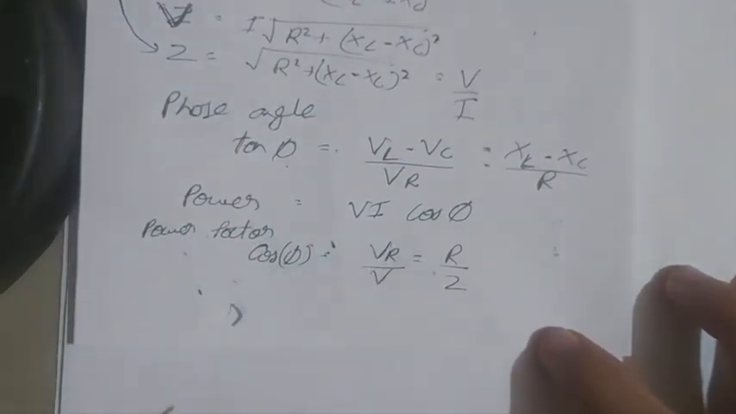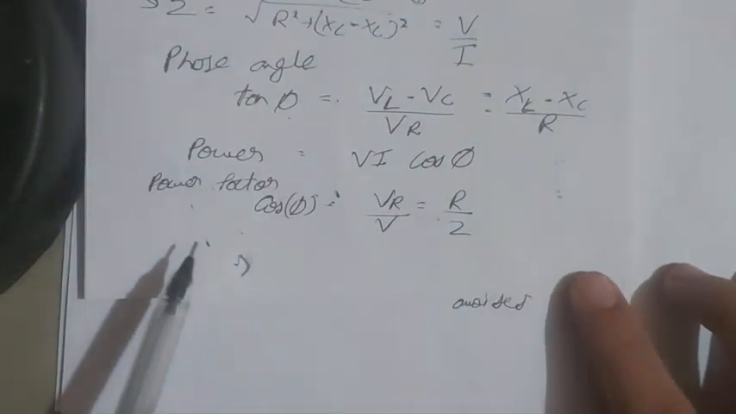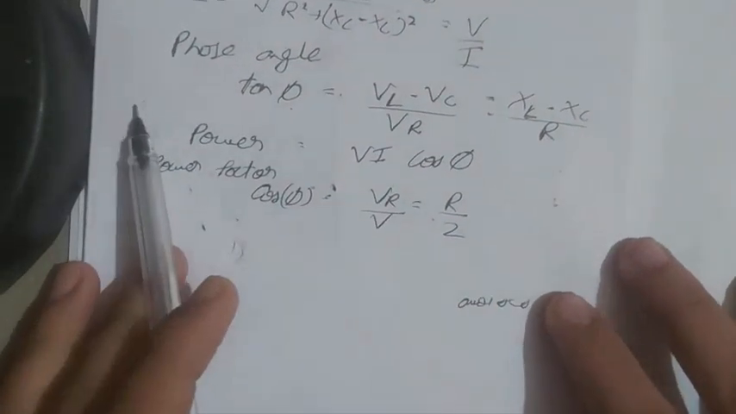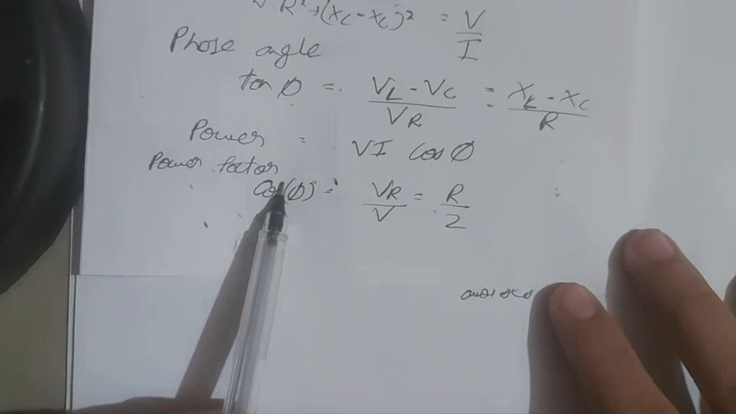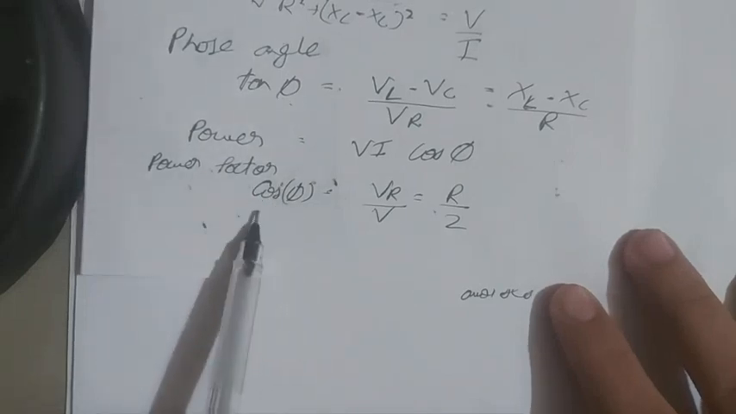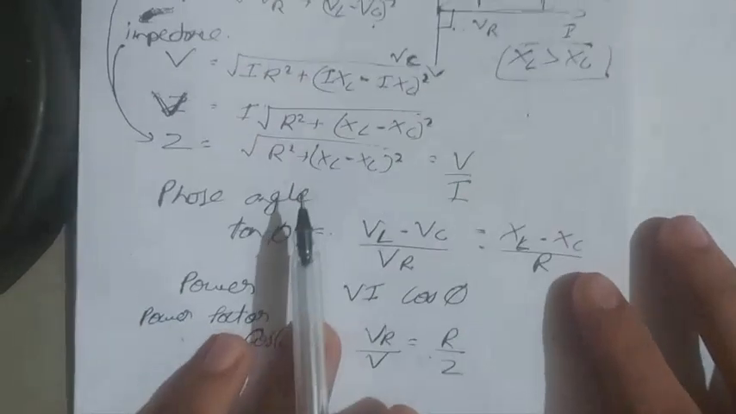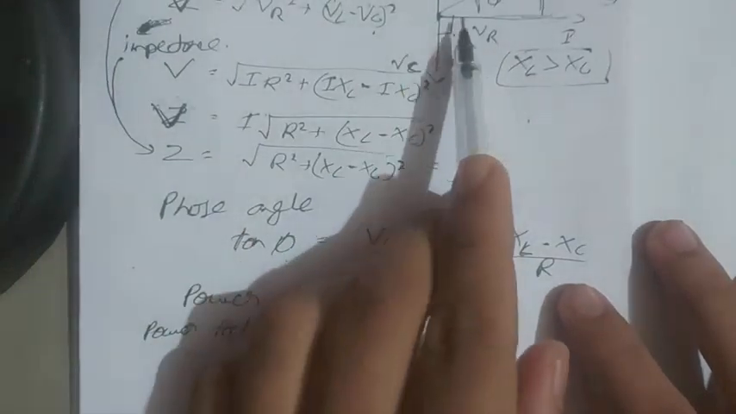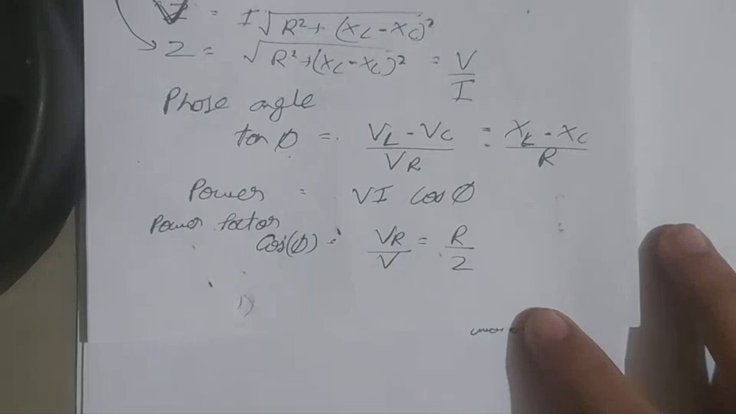Power is equal to VI cos phi. After that, power factor. Power factor is called cos phi. The value of cos phi is B upon H, which means VR upon V, and R upon Z.